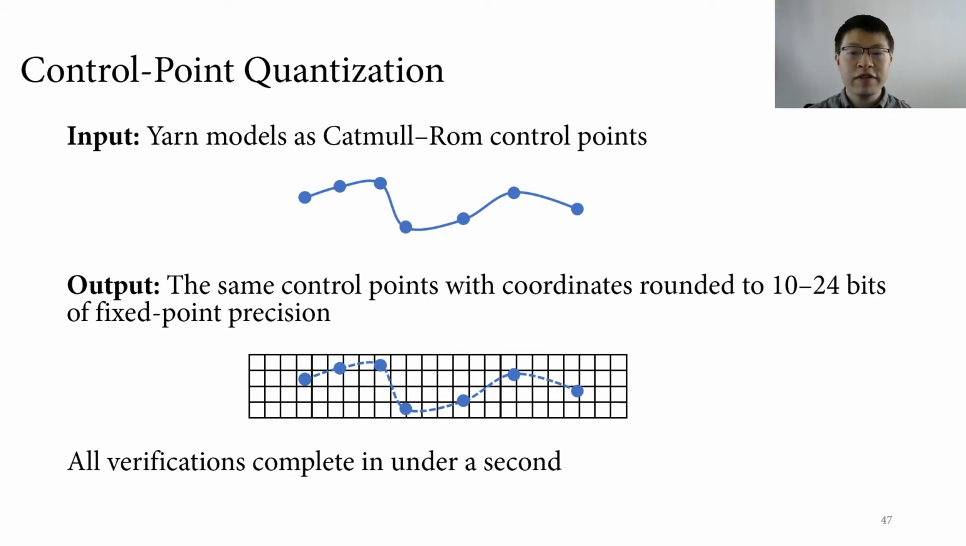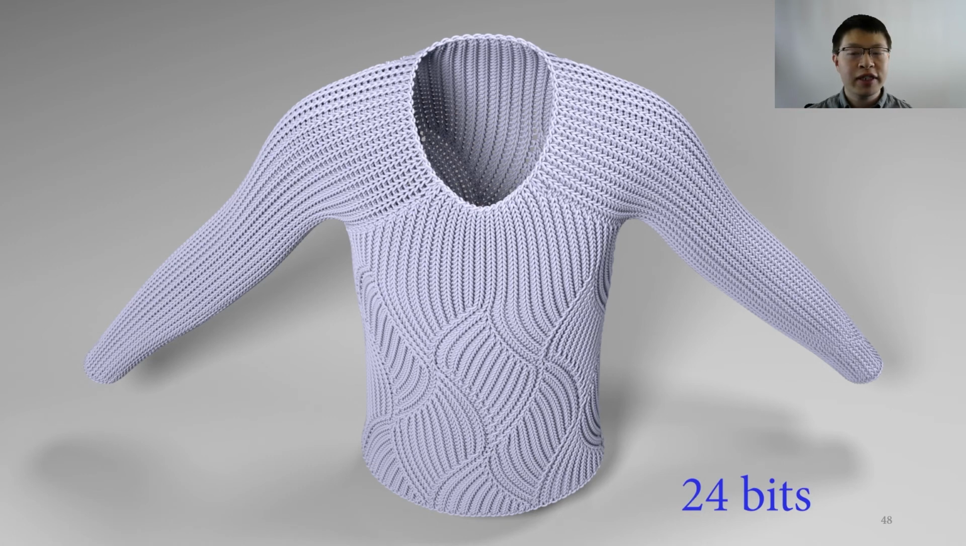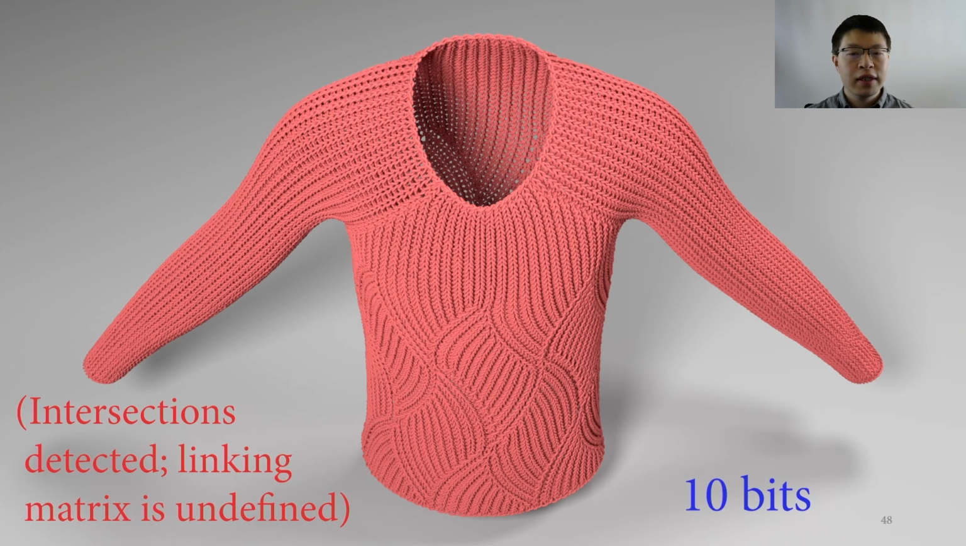Now let's look at curve coordinate compression. Once again, we start with Catmull-Rom splines and simply reduce the precision of their coordinates down to 10 to 24 bits by quantizing them onto a grid. Here are the quantization results. In this model, we detected intersections in the discretization step and exited early, marking it a failure.